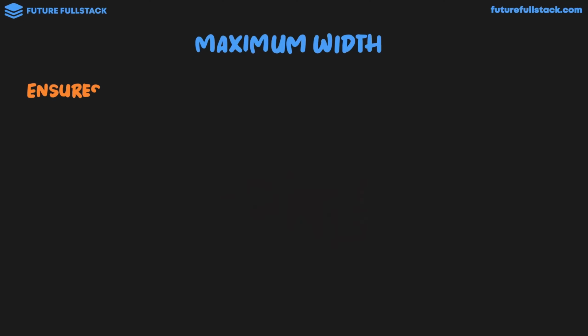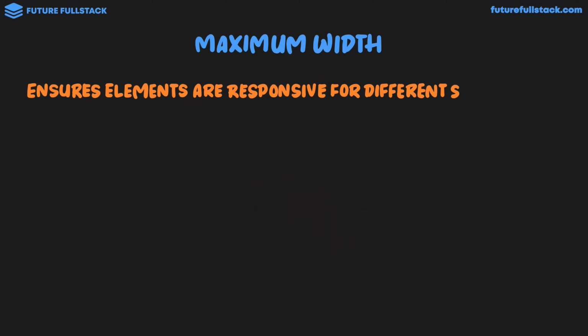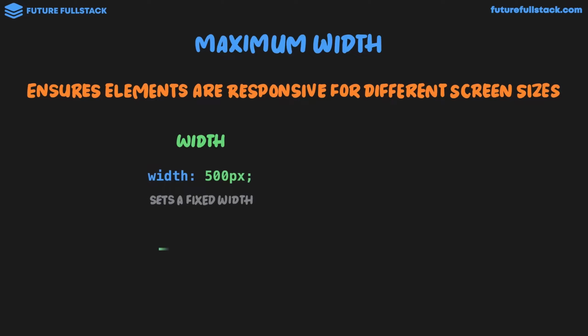So what is maximum width? Maximum width ensures elements are responsive for different screen sizes. To better understand max width, let's first look at the width property we've already seen. The property looks like this, where the width of the element here is 500 pixels, and this sets a fixed width. In this case, it's fixed at this 500 pixel value. It won't go above or below.